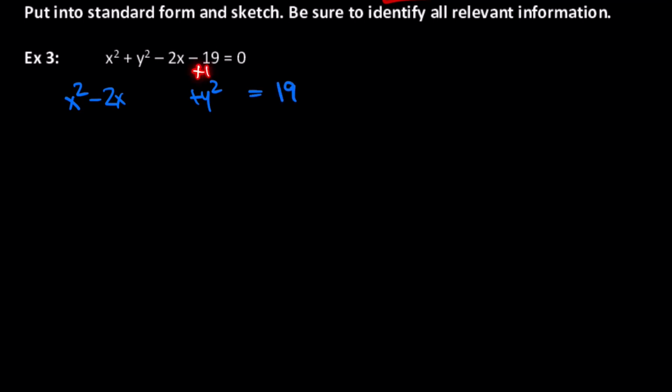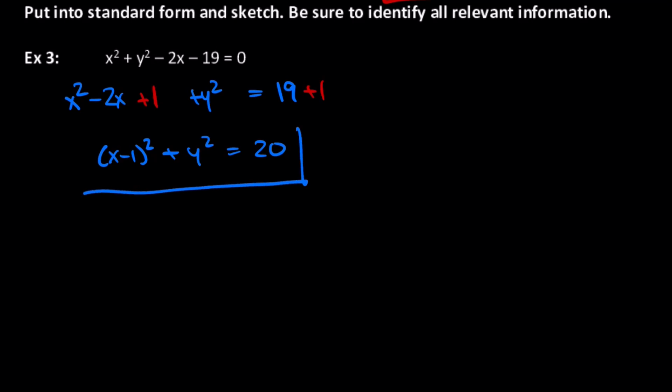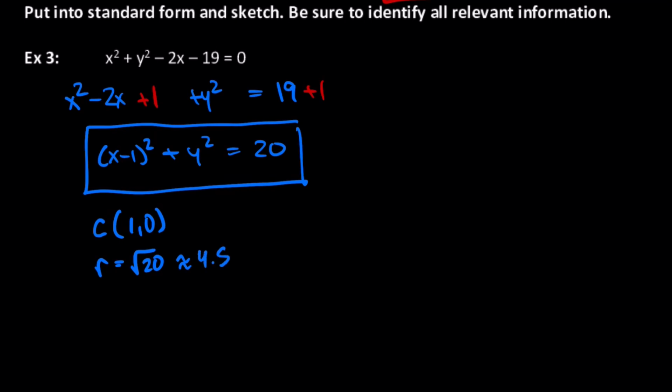Don't forget I'm adding 19 to both sides. That means I just need to complete the square on the x's. Half of 2 is 1, 1 squared is 1, add 1 there, add 1 there. So now I get x minus 1 squared plus y squared equals 20. That's my standard form equation of a circle, or what we call center radius form. The center is going to be 1, 0, and my radius is going to be square root 20, which is approximately, I don't know, let's call it 4.5. I need to sketch it.